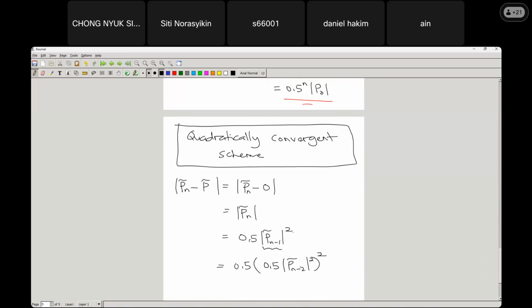Yang ini you kena hati-hati ya. Jangan lupa square ni. Jangan lupa you ada square kat sini. Kalau ada square kat sini, you mesti letak square kat sini. Alright? Kalau you lupa, saya pun lupa bagi markah. Okay, that's a concept. Alright.